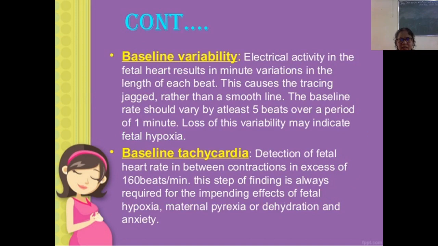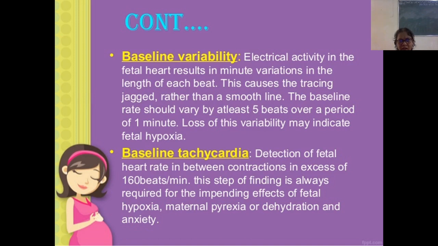Baseline variability. Electrical activity in the fetal heart results in minute variations in the length of each beat. This makes the tracing jagged rather than a smooth line. The baseline rate should vary by at least 5 beats over a period of 1 minute. Loss of this variability may indicate fetal hypoxia.